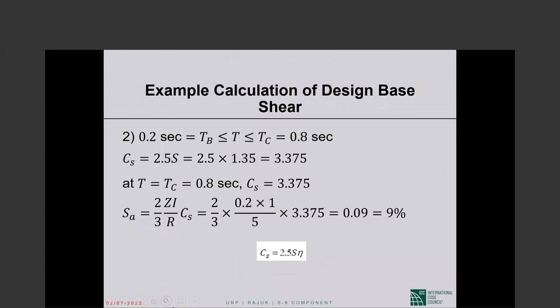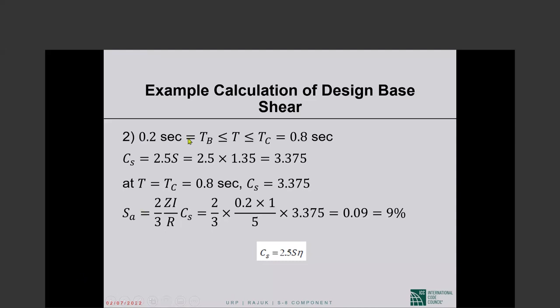Remember, our operating equation is V equals S sub A times W. In BNBC, that's what it is. V and W have the same units; it is the unit of weight. Here it is kips, or kilonewton or whatever. So S sub A is a number, and doesn't have a unit. It was 0.09 at the end of the ramp.